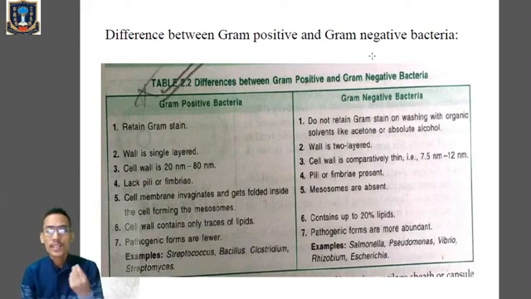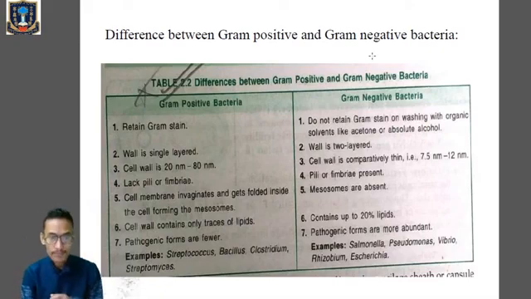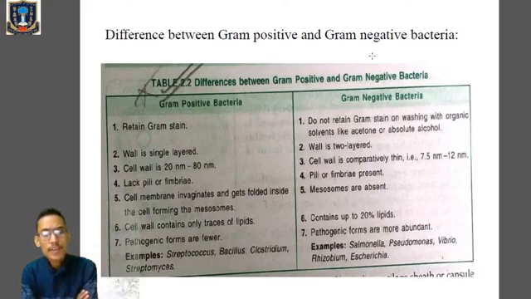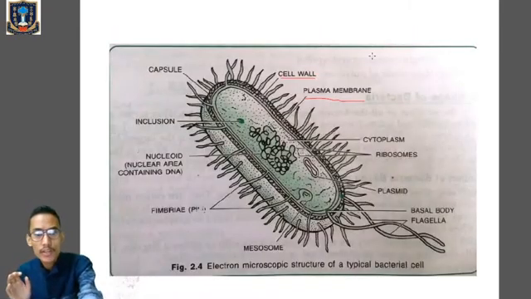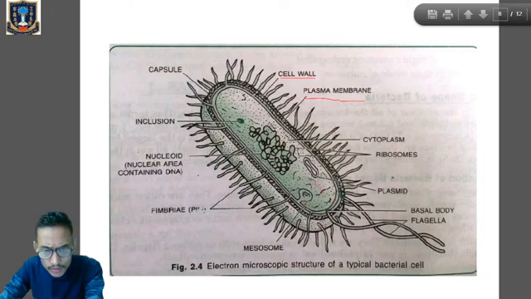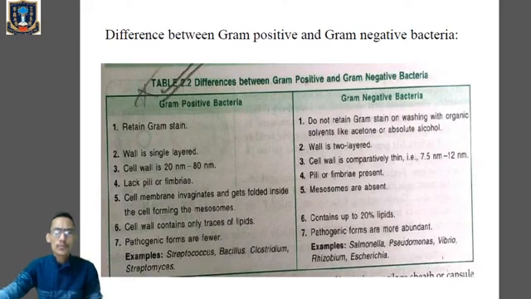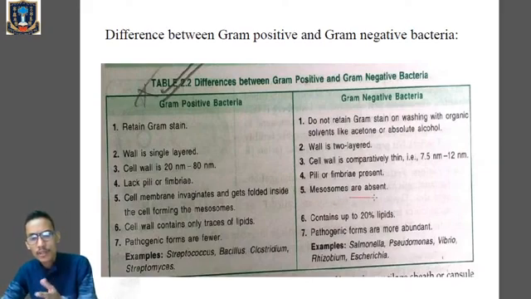Gram-positive bacteria lack pili or fimbriae, whereas in gram-negative both of them are present. In gram-positive bacteria, point number 5, the cell membrane invaginates and gets folded inside the cell, forming the mesosome. Which one is the mesosome? If you look at the structures of bacterial cells, there will be inclusions where the cell membrane is folded inside. This inclusion is known as a mesosome. These mesosomes are present in gram-positive bacteria, but absent in gram-negative.